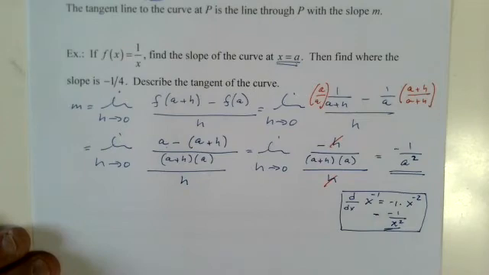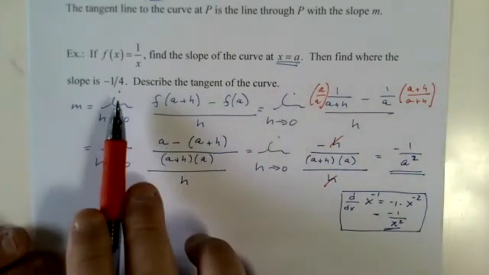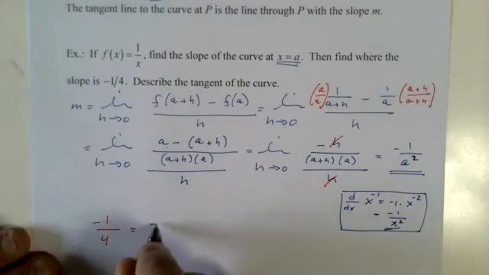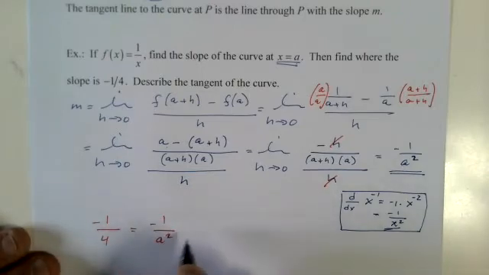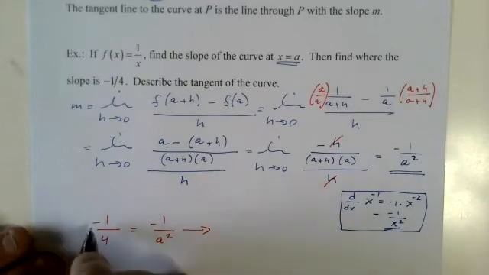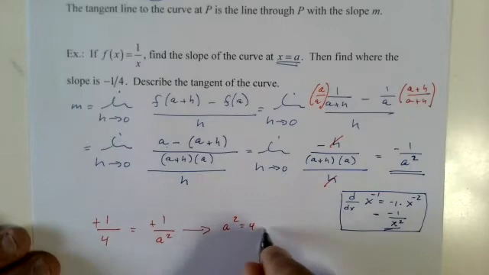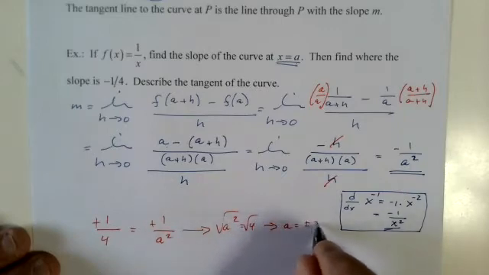All right, well, what else did it ask for? Find where the slope is negative 1/4. Negative 1/4 equals negative 1 over a squared. Negatives cancel. A squared equals 4. Square root. We put that in, so we need a plus or minus 2.